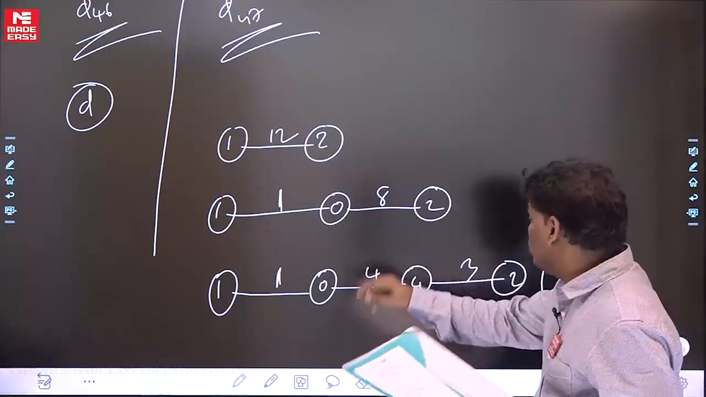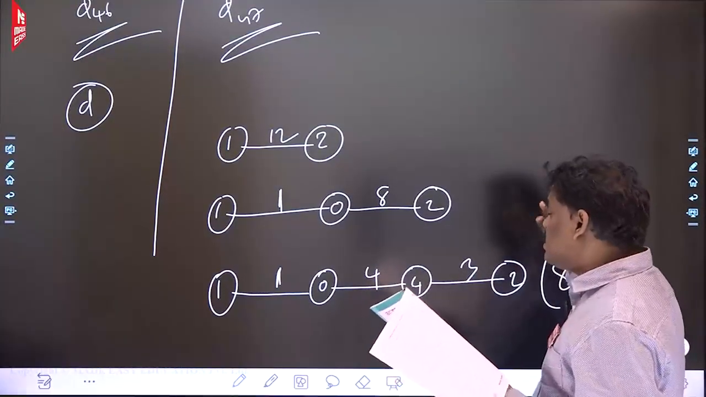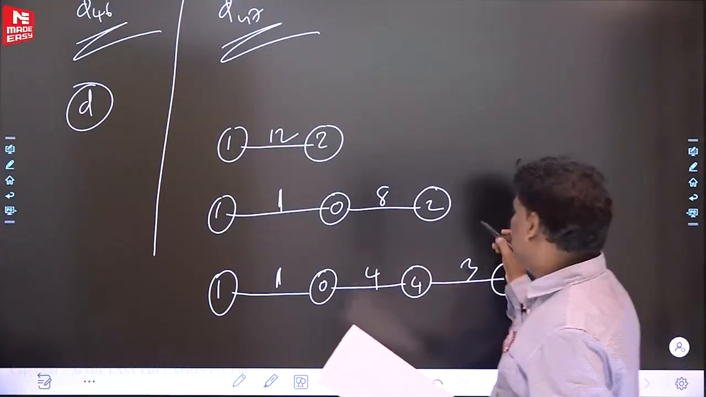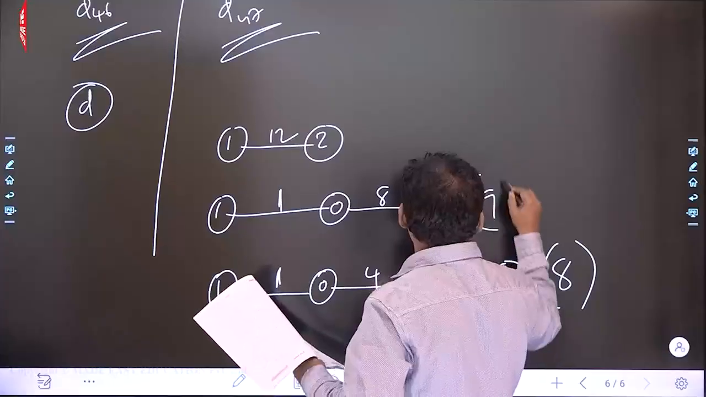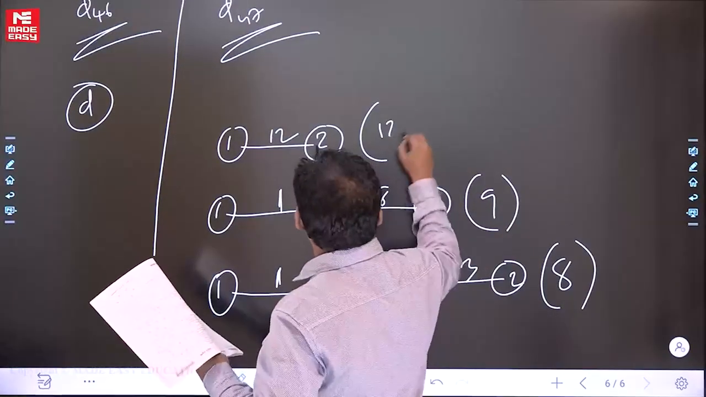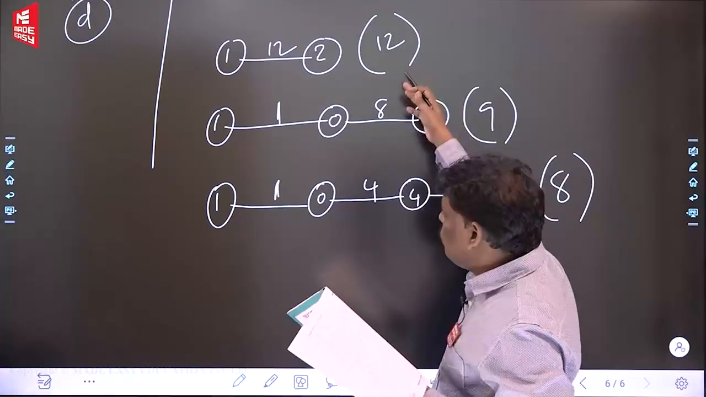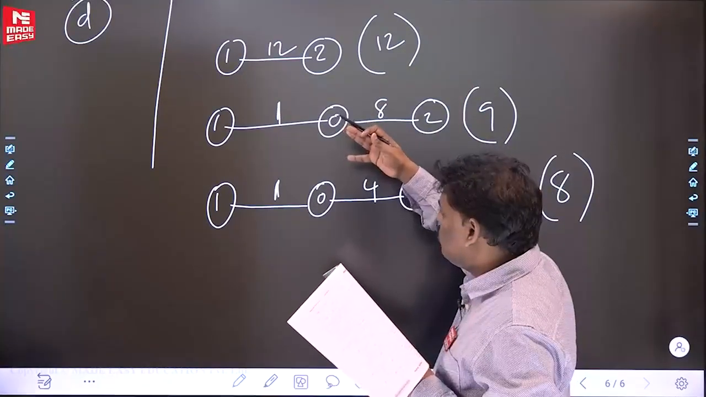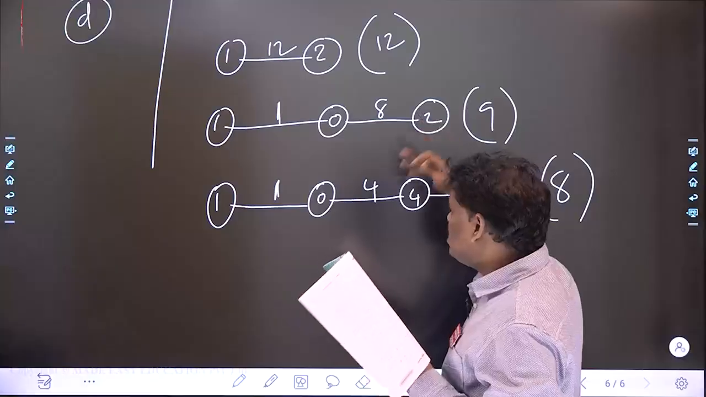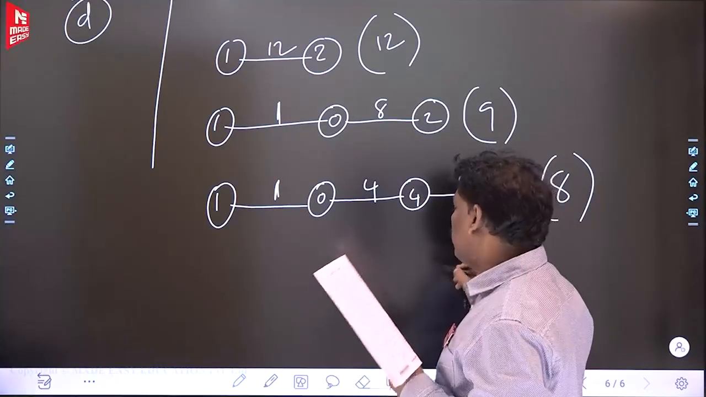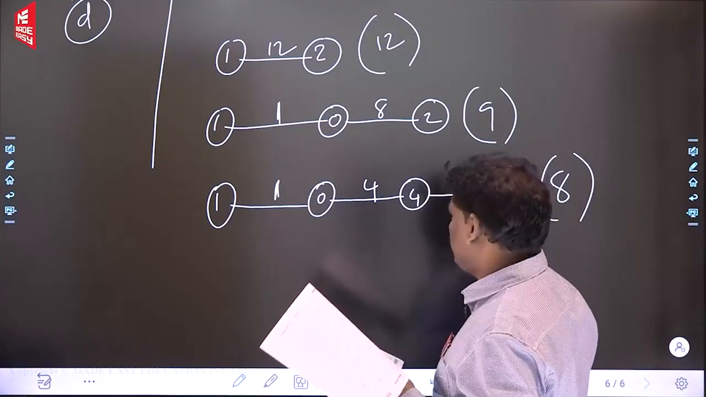My goal is I want to go from 1 to 2 only. He is asking maximum 3 edges you can use. If I use 3, 8 I got. If I use only 2, 9 I got. If I use only 1, 12 I got. Can you say the best one? To go from 1 to 2, find path P such that P should contain maximum 3 edges and one more, P cost should be as minimum as possible.